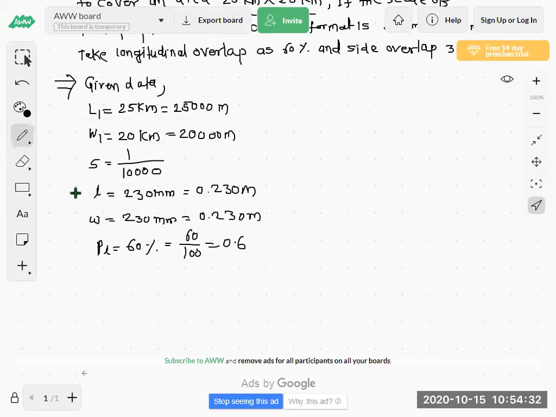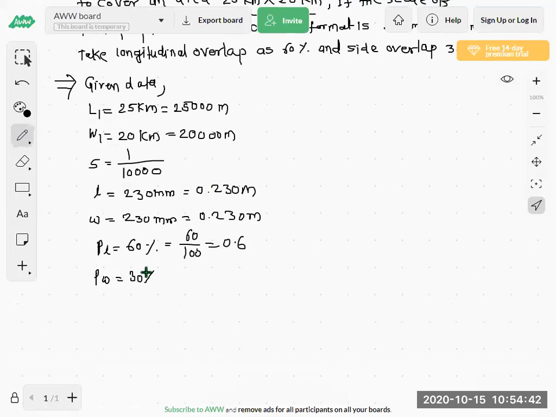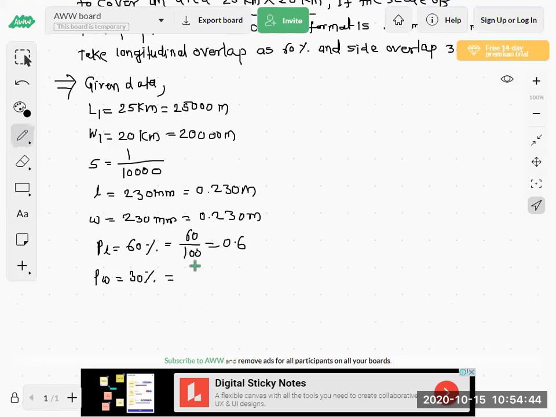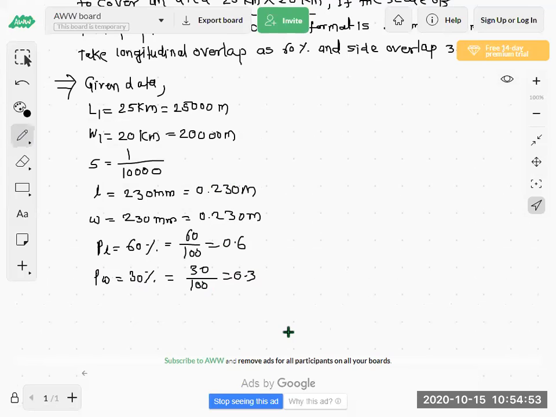Again, side overlap. Side overlap is nothing but PW. How much side overlap is given? 30%. So 30% is equal to 30 divided by 100, which is equal to 0.3. So this much data is given in our problem statement. And now we have to calculate the number of photographs required to cover this entire area, 25 kilometer by 20 kilometer.